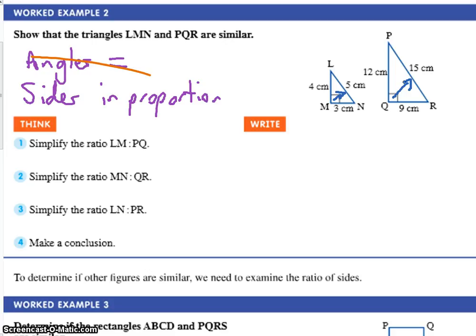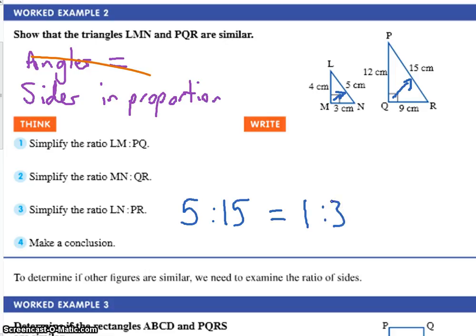Cool? Yeah. Okay, so I'm going to do LN and PR as my first ones. So LN and PR are 5 and 15, and I'll do my ratio. So 5 to 15. Can I simplify that? Yes. What would it be? 1 to 3. They're all 1 to 3. They better be, otherwise we'll screw it up.